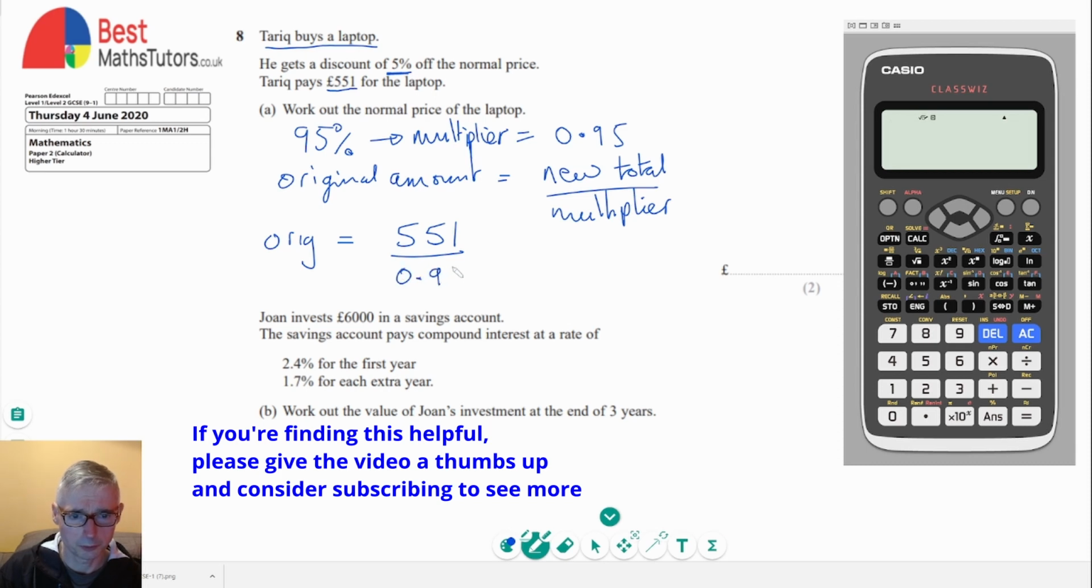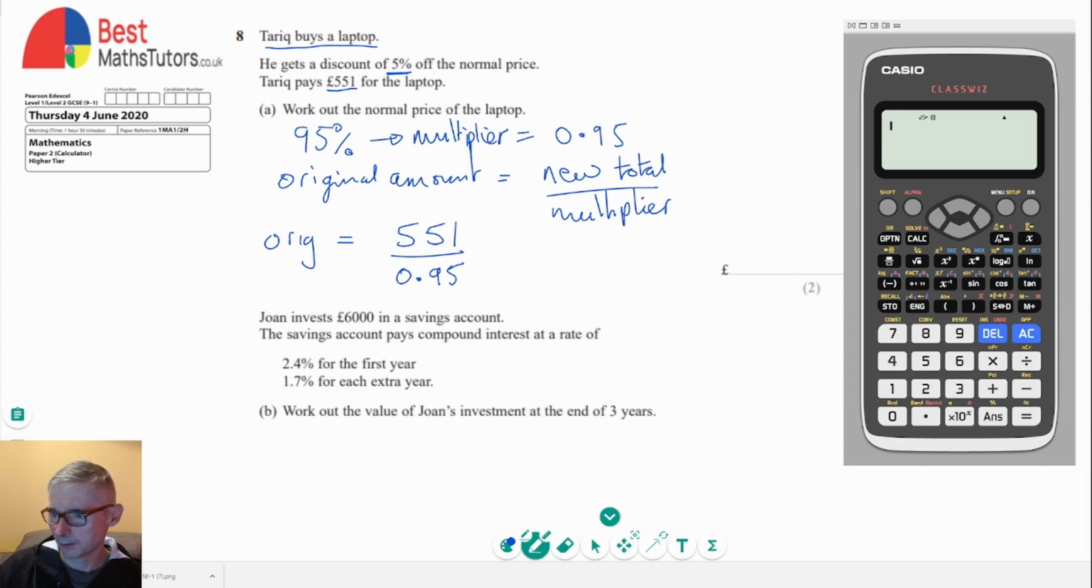And this is something that would be on a calculator paper as well. So I'm just going to work that out on the calculator. I'll use the fraction button. So we've got 551, and then we're going to divide that by 0.95. And hopefully this is going to give us a nice round figure, as it does: 580.